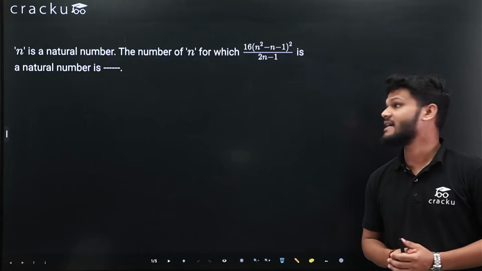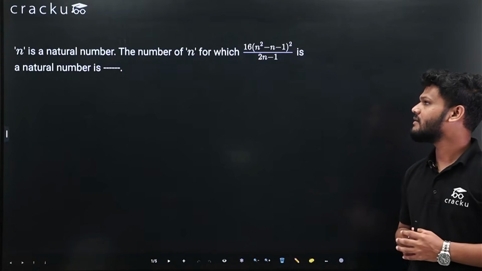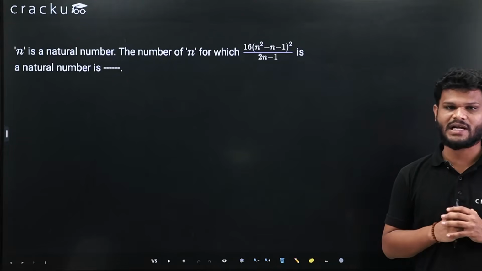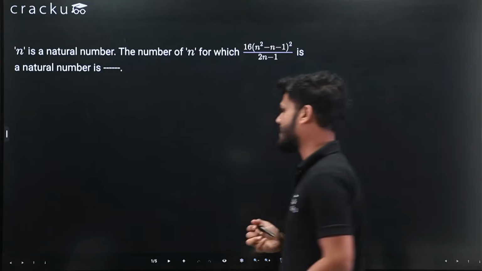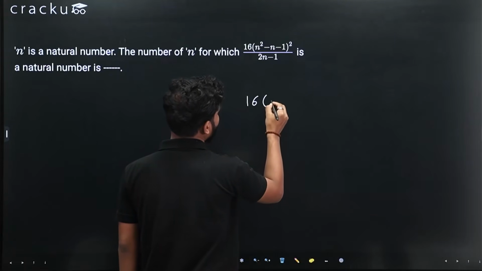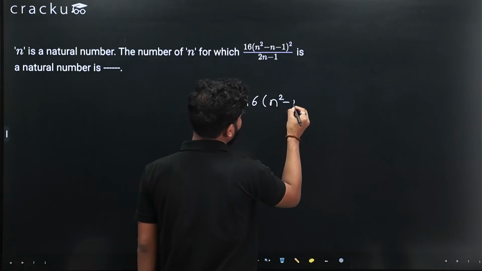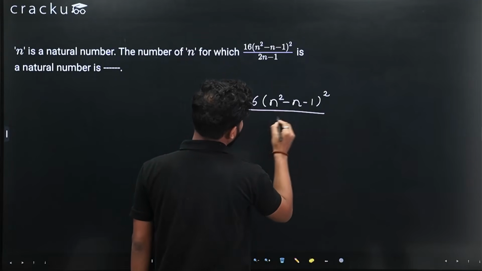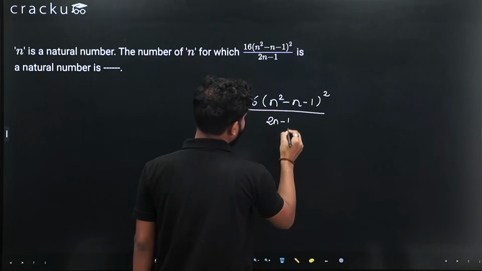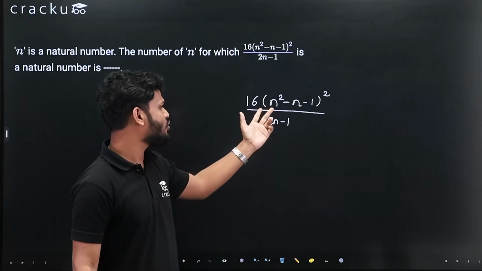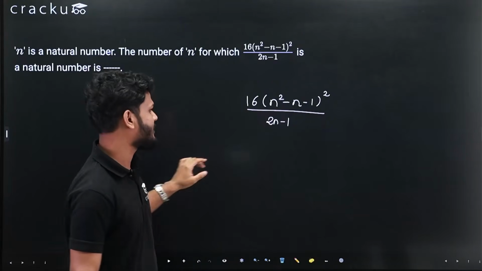So in this question we are asked, n is a natural number, the number of n for which the given expression is also a natural number. So how to solve these types of question? It is given that 16 into n square minus n minus 1 whole square divided by 2n minus 1. So in this type of question, our motive should be to write the numerator in terms of the denominator. How can you do that?